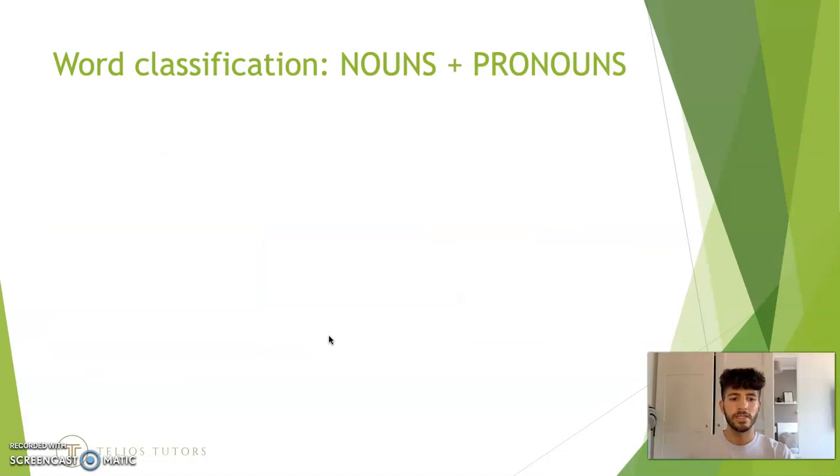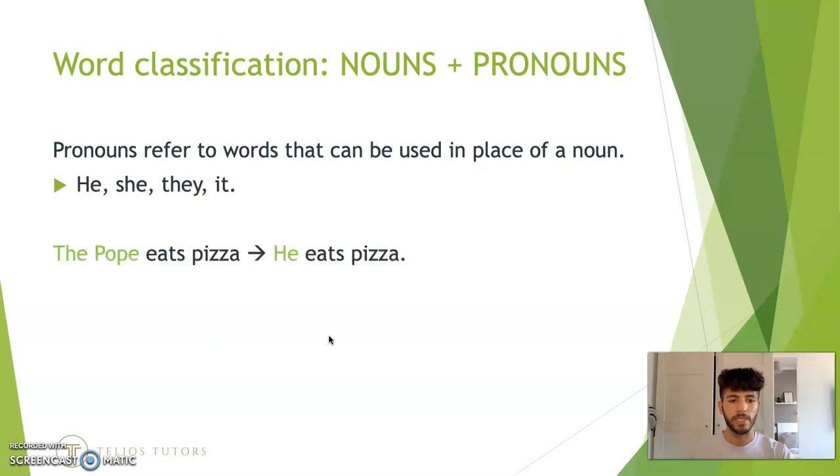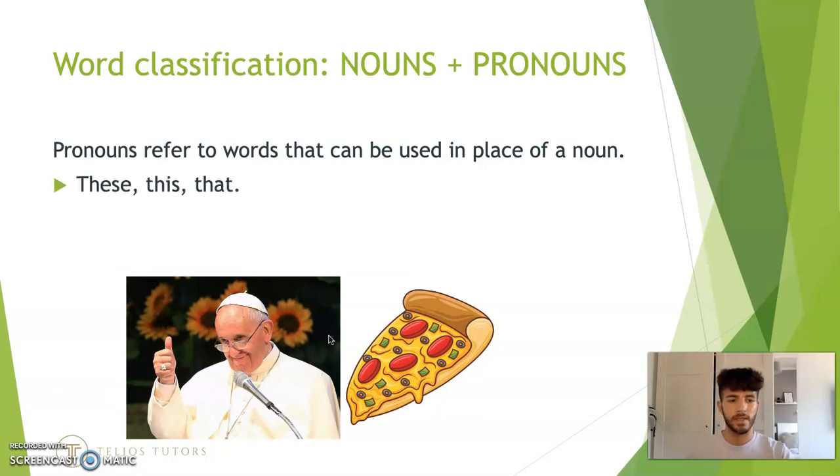Moving on to pronouns, these are basically words that are used to replace nouns. The most basic ones when referring to people are he, she, and they. So in our example, instead of saying the Pope eats pizza, we can say he eats pizza. And you can use that if the audience already knows who you're referring to. When referring to things and objects, some pronouns include these, this, or that.